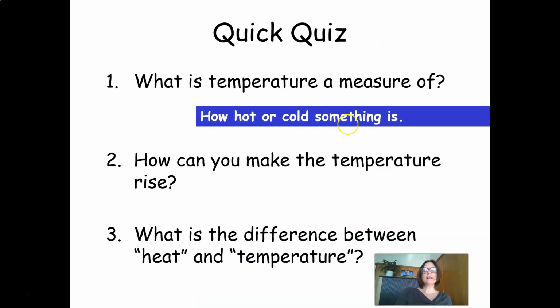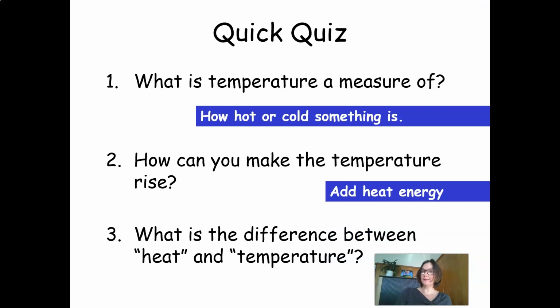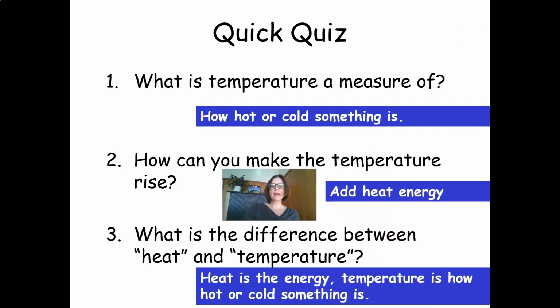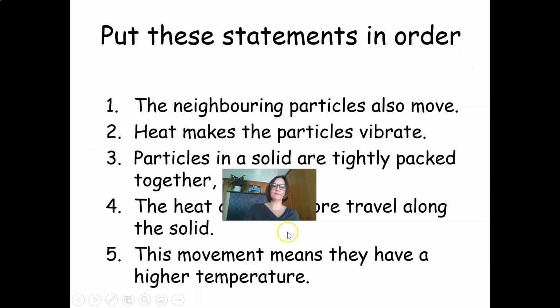Okay, so temperature is a measure of how hot or cold something is. How can you make the temperature rise? Well, that's easy. You add heat energy. And what is the difference between heat and temperature? Heat is the energy. Temperature is how hot or cold something is.